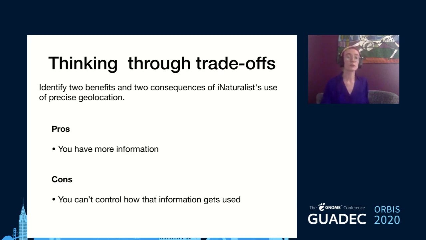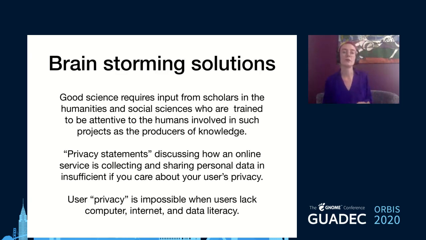The two trade-offs that my students located around doing this kind of work was that the pros of a service like iNaturalist is you have more information. And we live in a world where we fundamentally believe that more information begets better information. The cons is that you can't control how that information gets used, and you might not want people to have more of certain information.